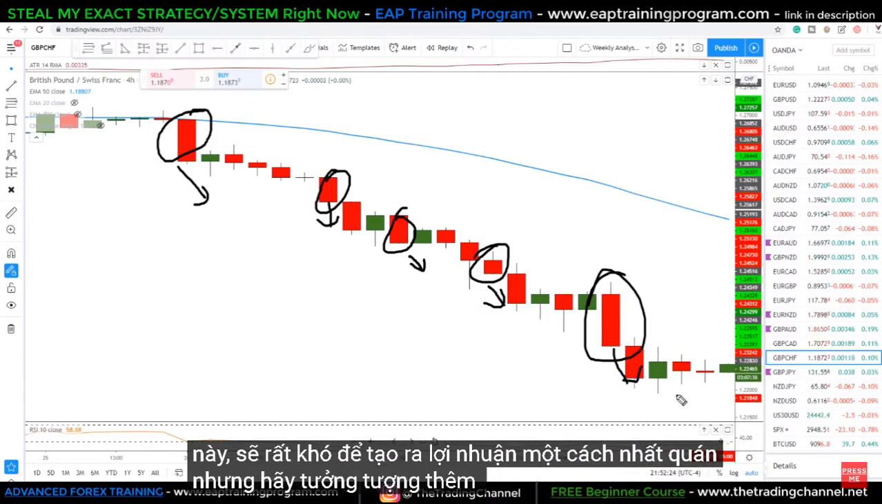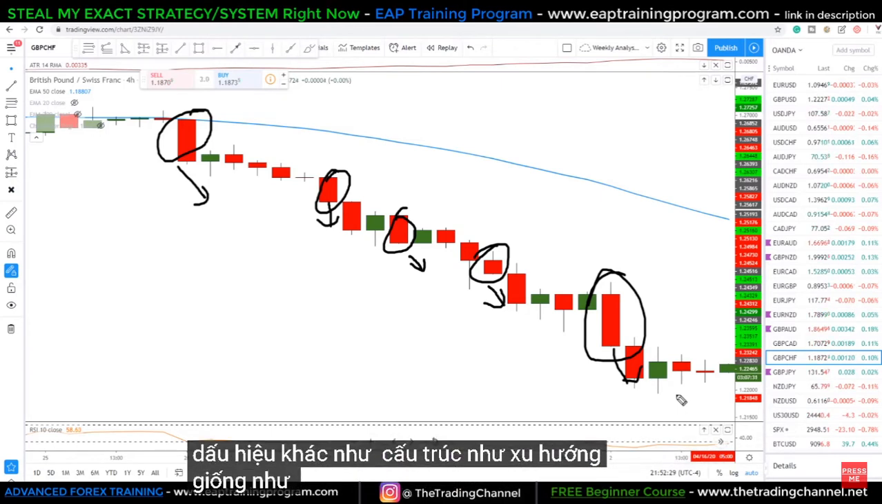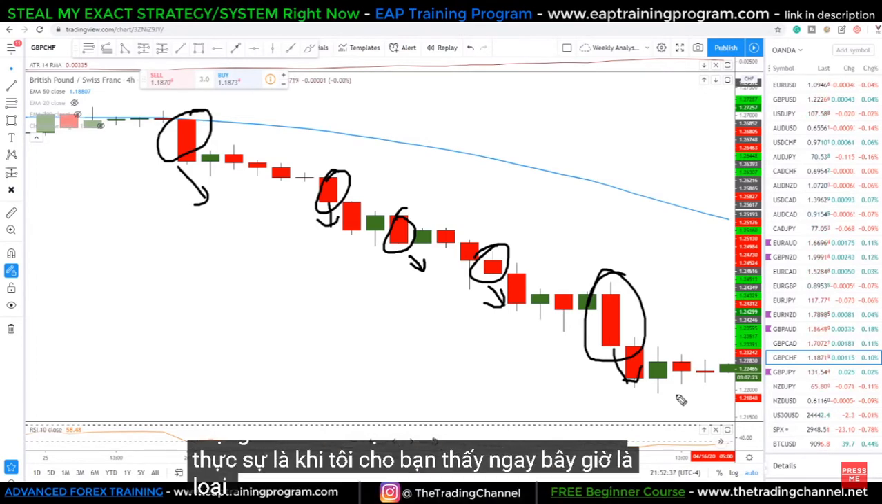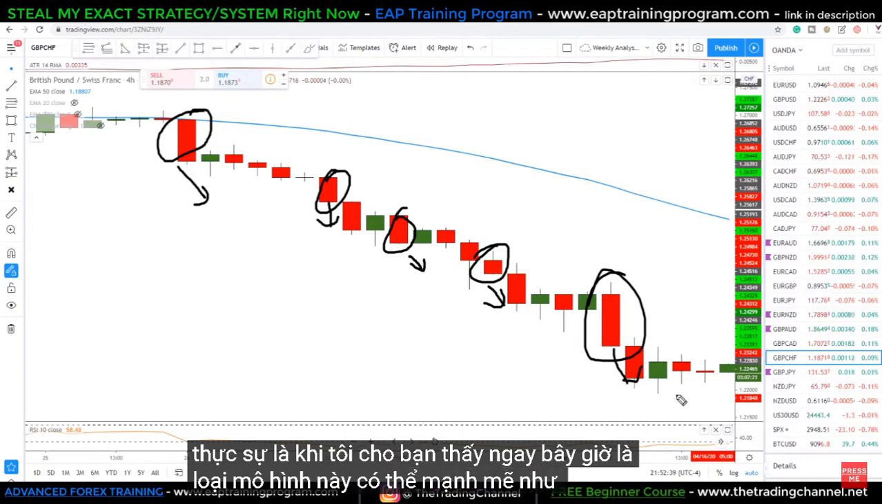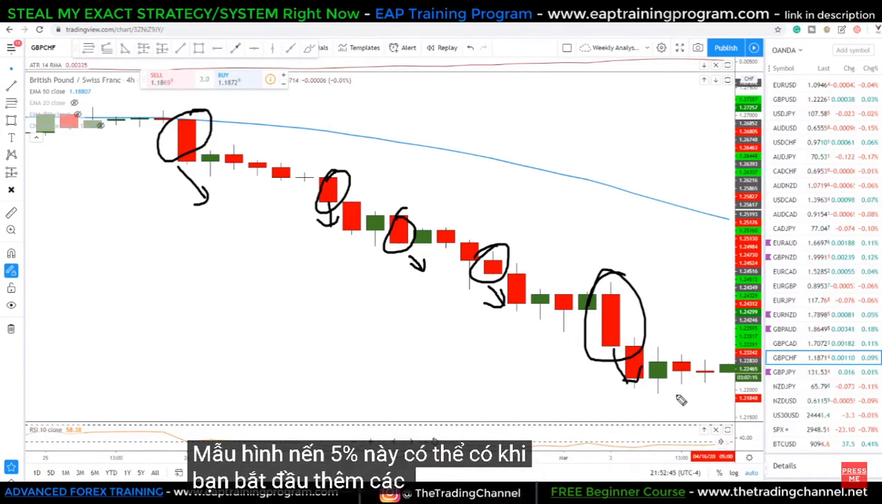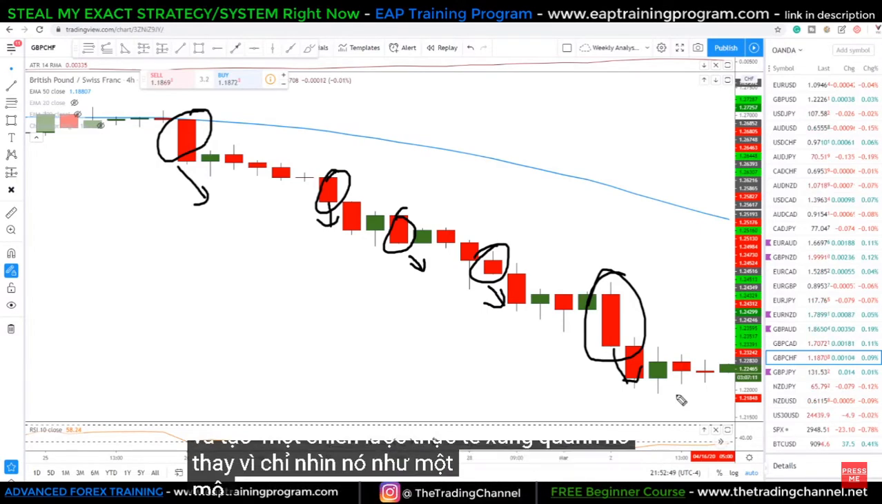But imagine adding some other indications like structure, like trend, like indicators in with this, and imagine how powerful it can be. And that's actually what I'm going to show you right now, is how powerful this 5% candlestick pattern can be when you start adding other factors into it and create an actual strategy around it instead of just looking at it as a candlestick pattern.